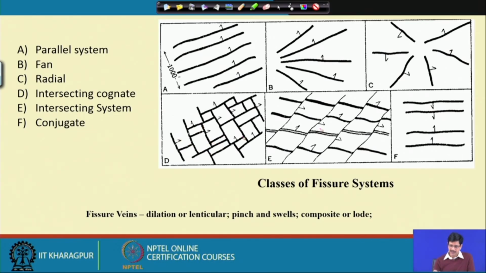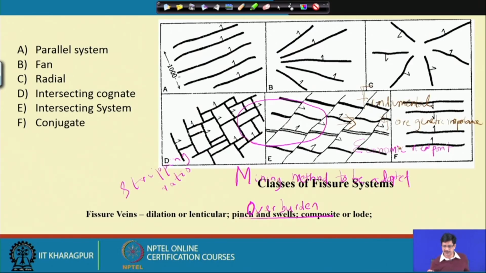This one represents an intersecting system where they are conjugate fractures, meaning when the stress is applied, the fractures develop in different geometry abiding by the laws of fracturing. And in this case, it's again a parallel sheeted kind of fissure system. So all these situations are observed in the brittle deformation zone of the crust, mostly in the hydrothermal deposits.